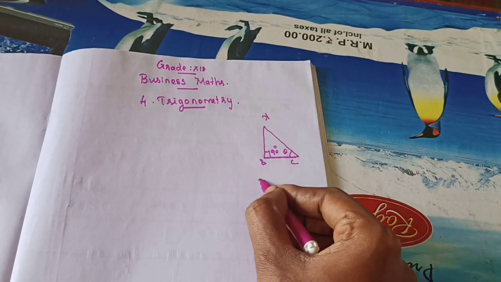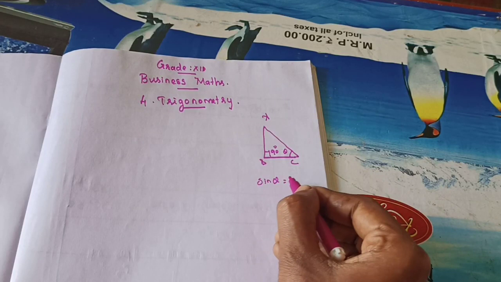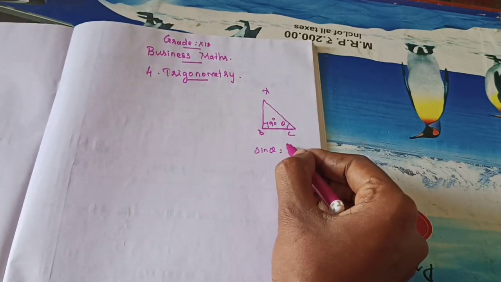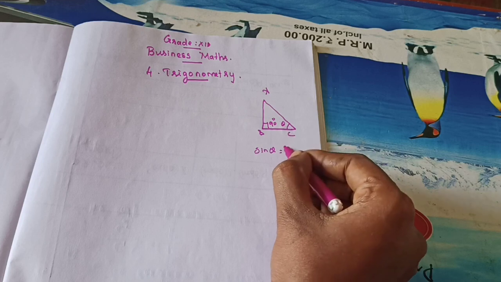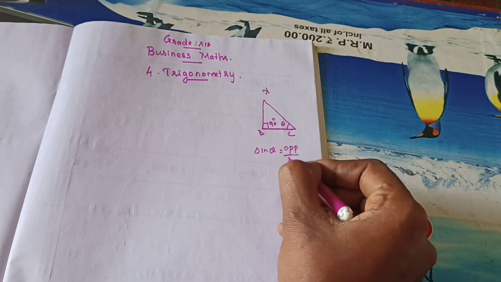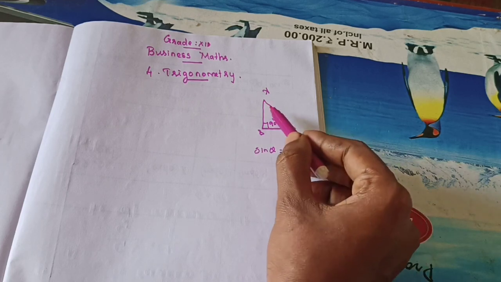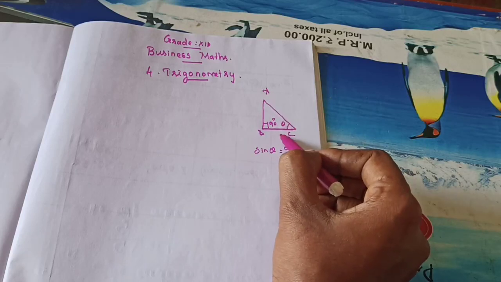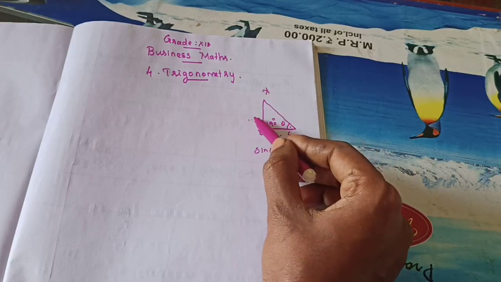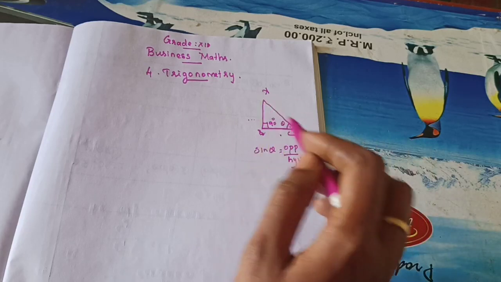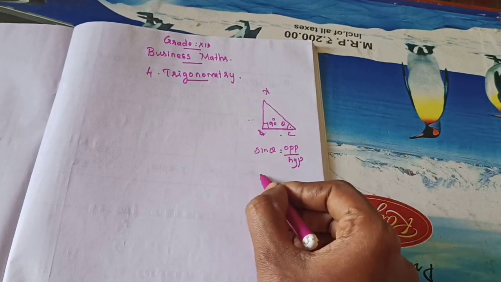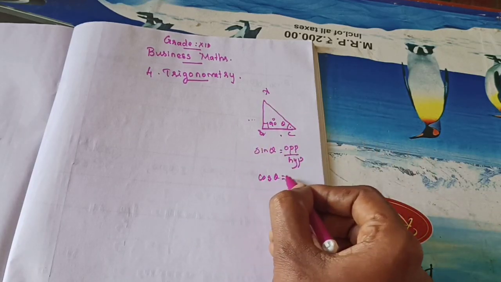So when I am taking sine theta, what's the formula for sine theta? Sine theta is opposite side by hypotenuse. If I am considering this as theta, this is the opposite side. Here it is theta, so this is the opposite side. So AB is the opposite. All these things you know. Same as that, what will happen for cos theta?